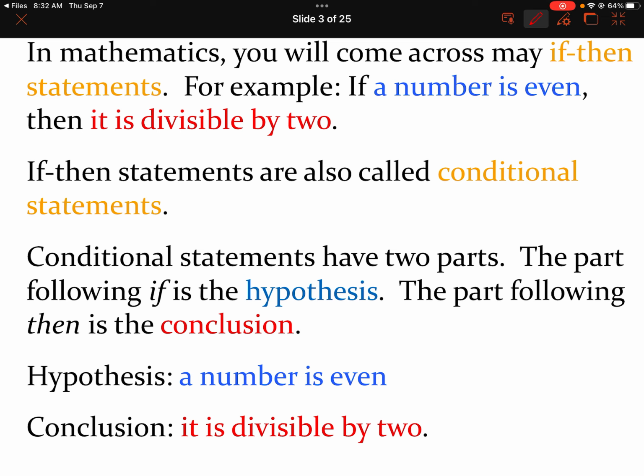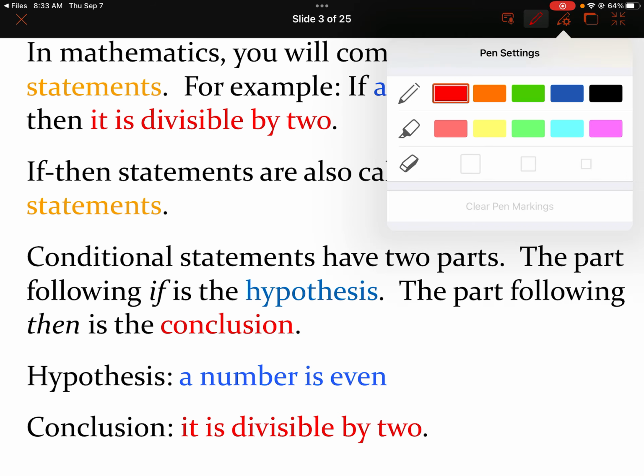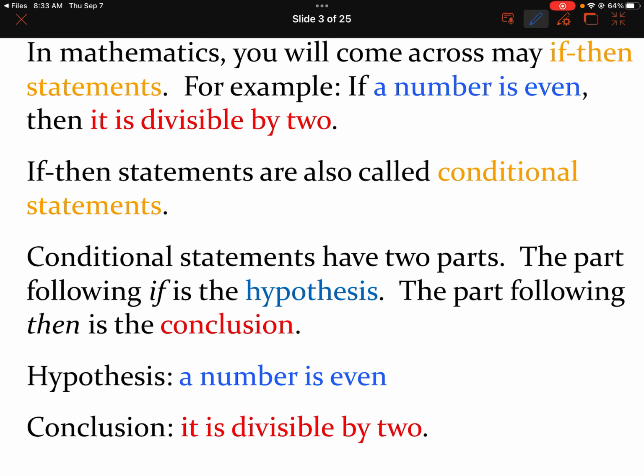So if we go back to our first example, the words that come after the word if would be a number is even. I'm going to underline that once. That is our hypothesis. The blue words are the hypothesis. The words that come after then are the conclusion. So I'm going to underline it is divisible by 2 twice. That's how we're going to identify hypothesis and conclusion.